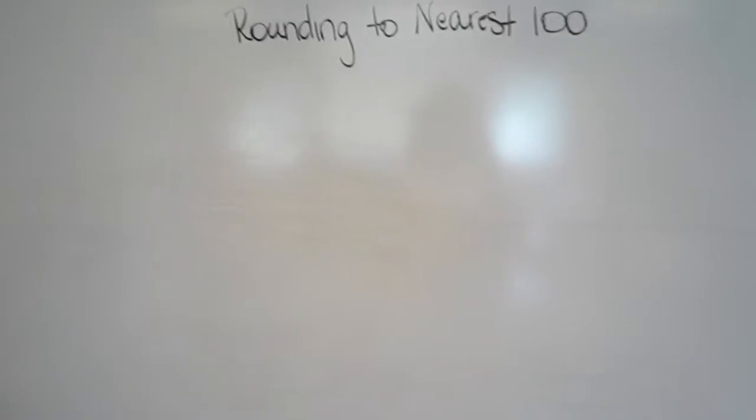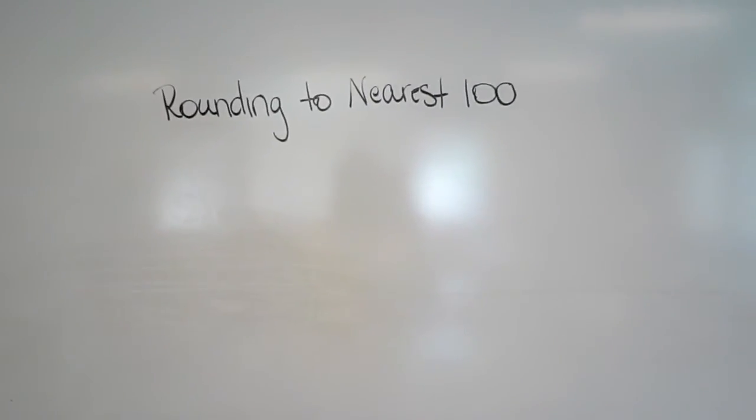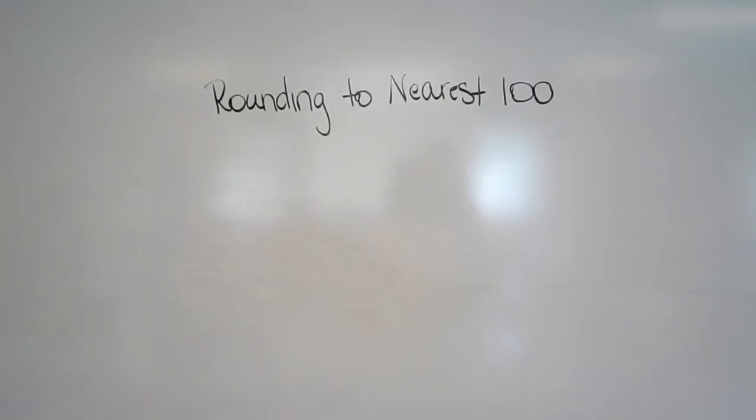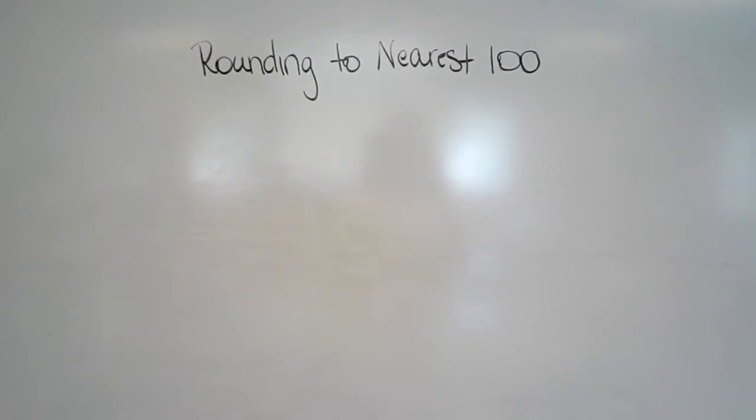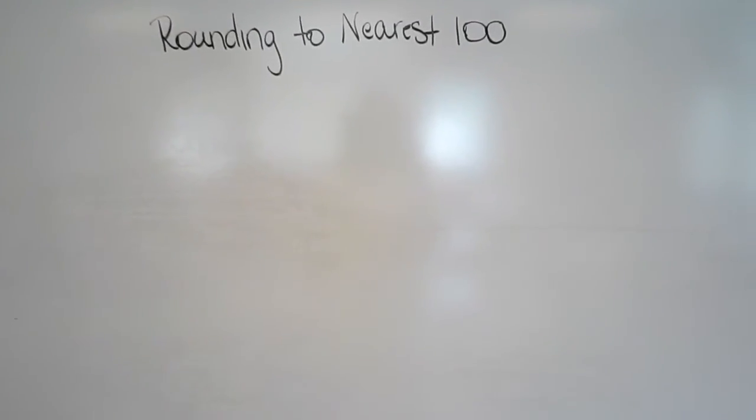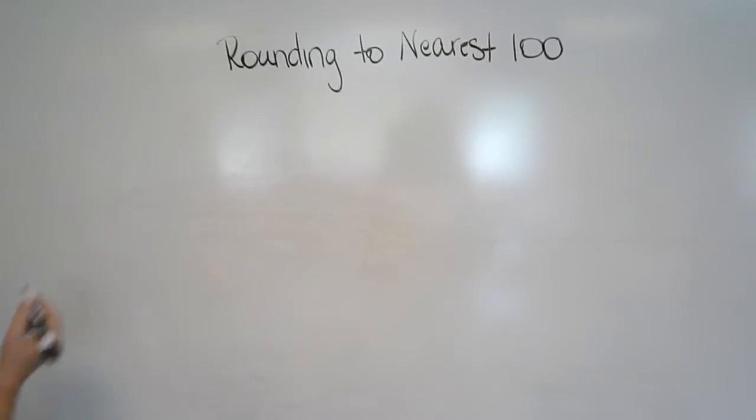So we've learned how to round to the nearest hundred, so now we're going to practice 3 examples of rounding to the nearest hundred using a number line. So go ahead and grab your pencil and paper, and our first number we're going to round is 511.